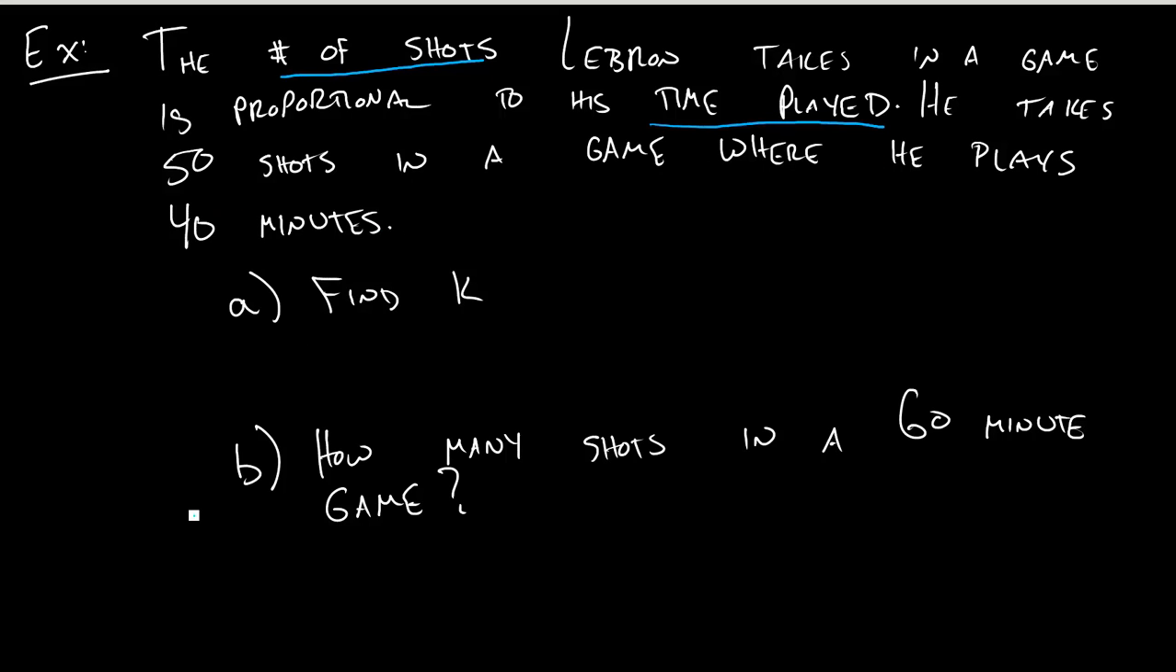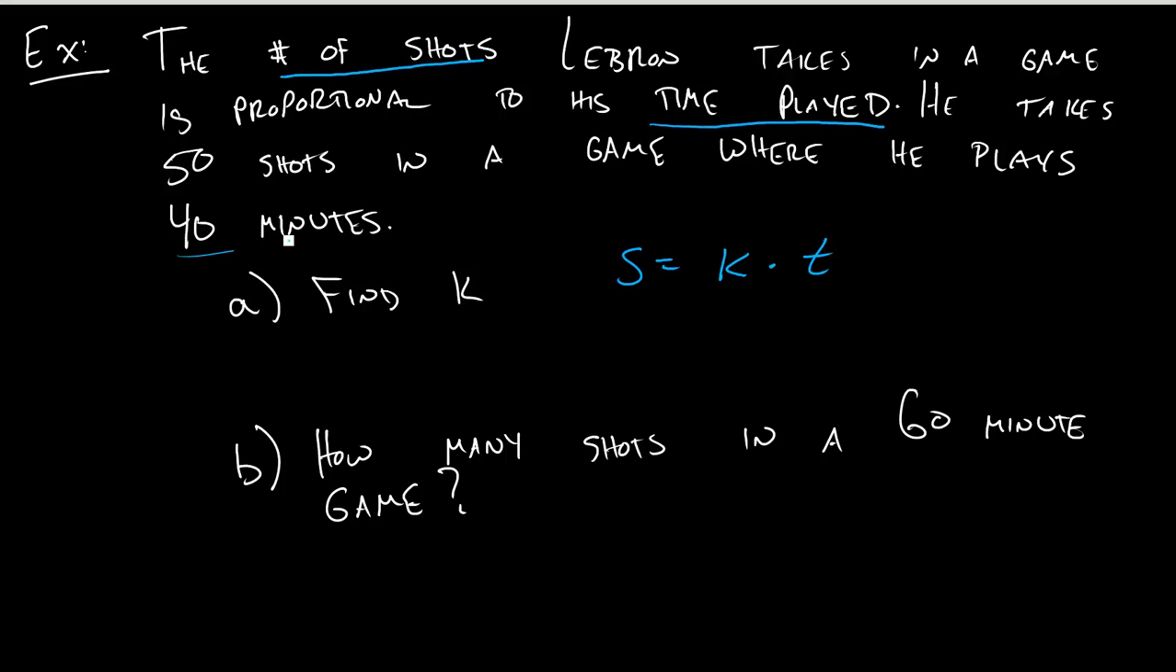And so the first problem is we want to find k. So let's start by writing down our equation. The number of shots, we'll call that S, is equal to k times time played. All right? And so the problem tells us to find k. So how are we going to do that?